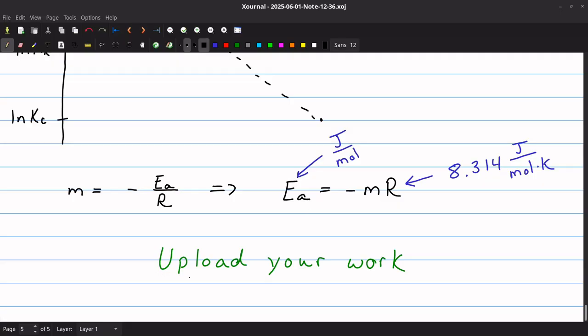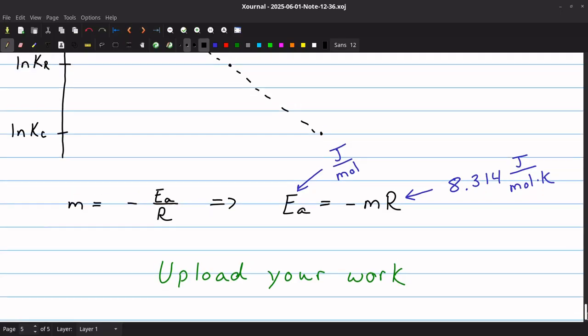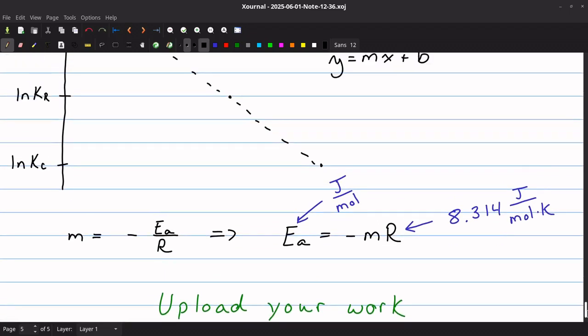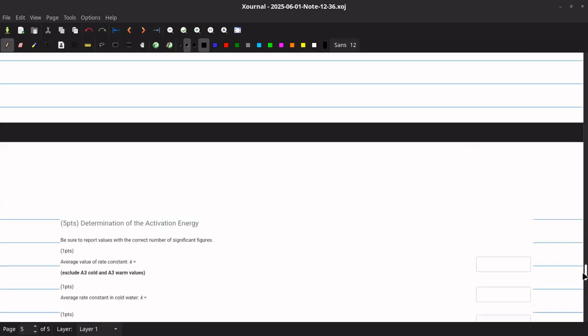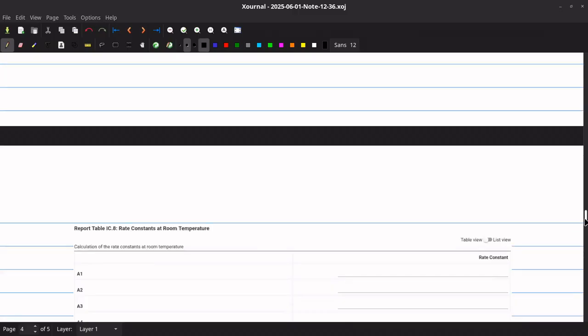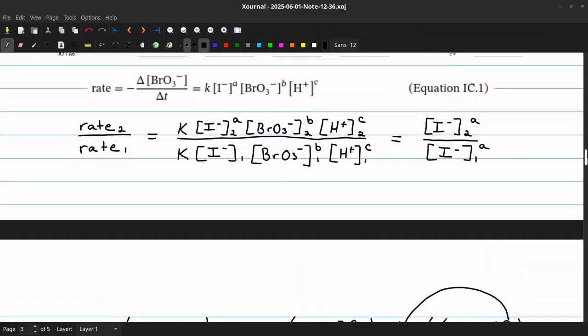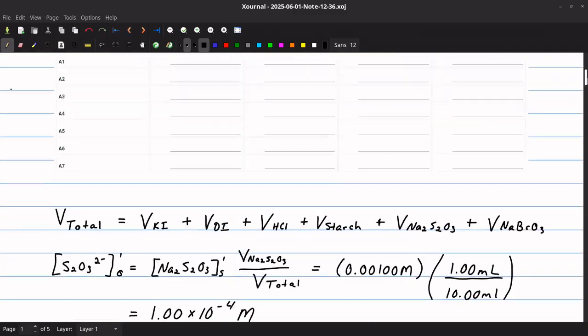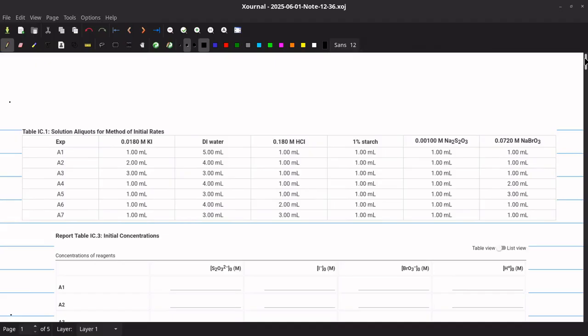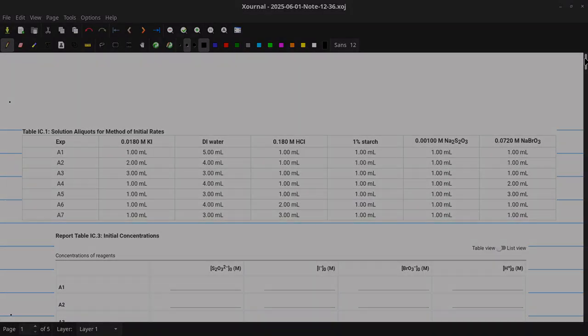And then the only last thing that you need to do is upload your work so that I can see all of the great work that you did. So any spreadsheets that you got, anything that you jotted down, make sure to upload that so that I can see it. I'm going to post this notes page here onto Canvas so that you guys can see that as well. And that's pretty much it.